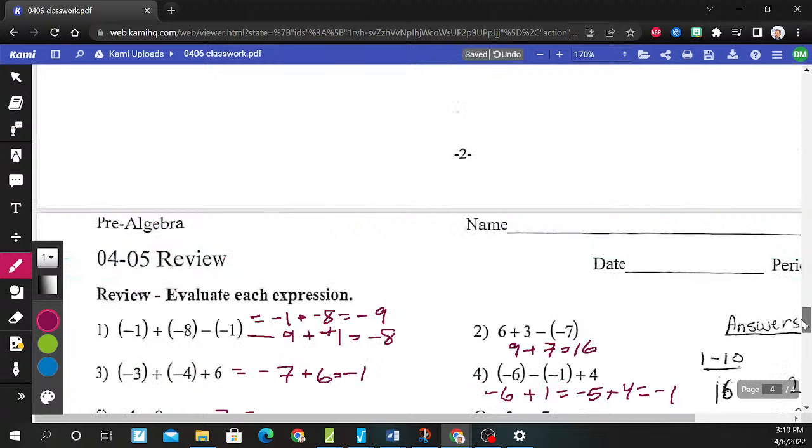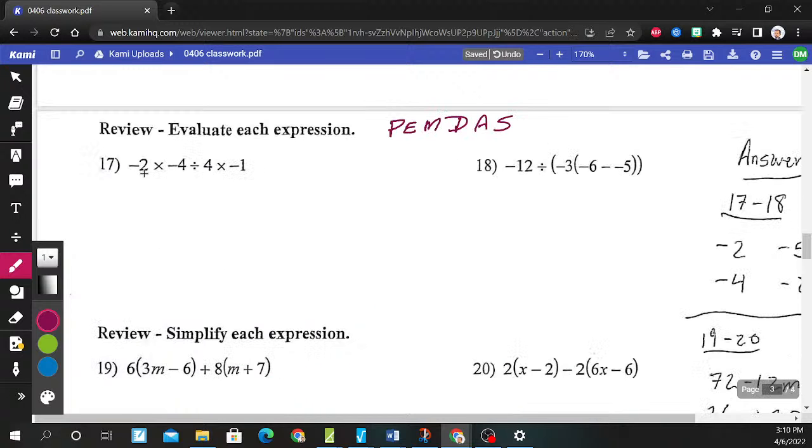And then we had one more page. So we start off, we use PEMDAS, please excuse my dear Aunt Sally: parentheses, exponents, multiplication, division, addition, subtraction. So we're just going to do all of our multiplication and division, left to right. So -2 times -4 is +8, because they have the same sign. Eight divided by 4 is 2. 2 times -1 is -2.